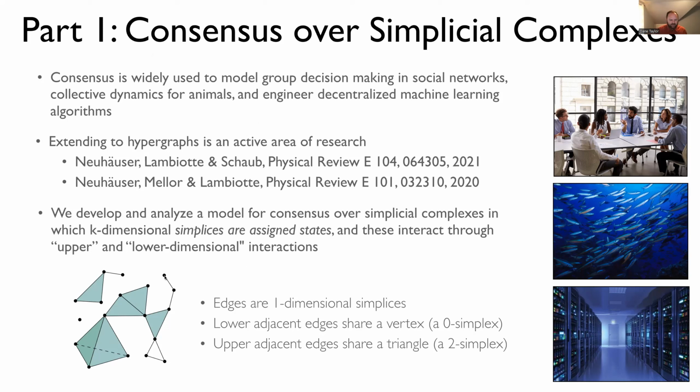In this case, I'll focus on one-dimensional simplices, which are edges. We'll think about edges having states, and they're going to be reaching consensus through a model. Edges can be either lower adjacent to other edges, meaning they share a node or a vertex or a 0 simplex, or upper adjacent, meaning they are 2 edges on a 2 simplex, or 2 edges of a triangle.